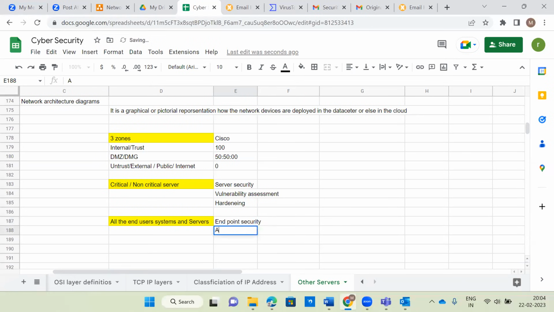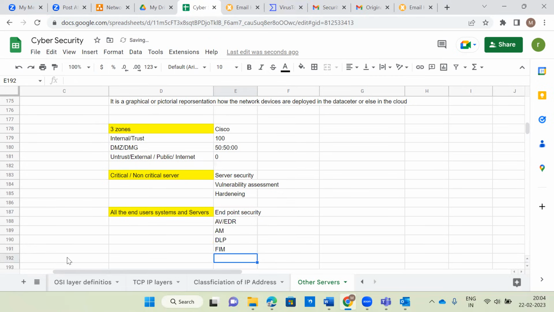So what are the example solutions? Antivirus or EDR. Next one: anti-malware. Next one: DLP, file integrity monitoring. Last one: firewall. Windows firewall will be enabled, not at the perimeter level. Next one: app control. App control is part of the firewall, and also part of EDR. SIEM tool, for overall monitoring.